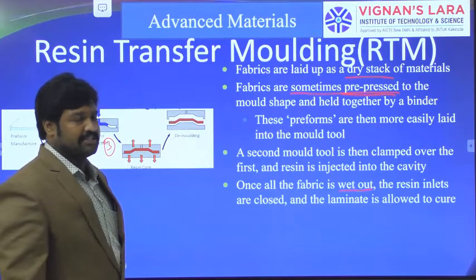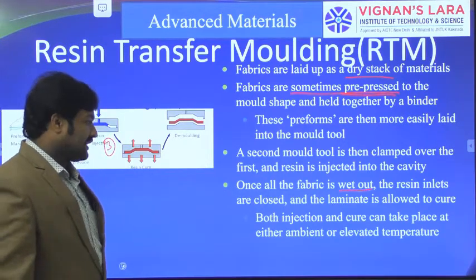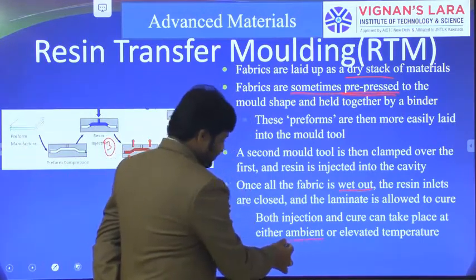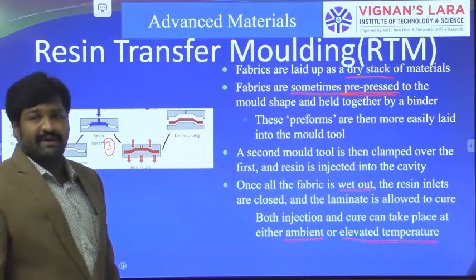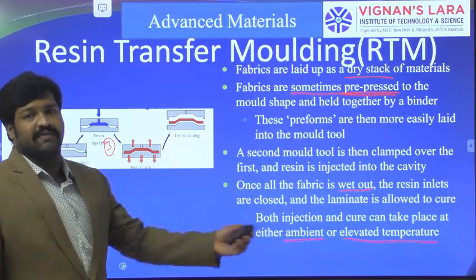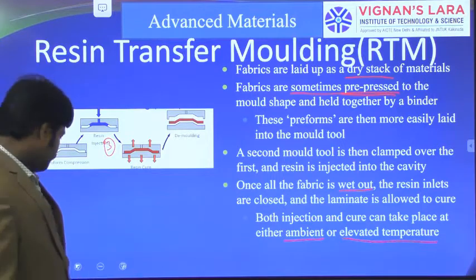It means for polymerization. Next, both injection and curing can take place at either ambient temperatures, normal temperatures, or at elevated temperatures. So it depends upon the type of matrix. The process can be done at ambient temperatures or at elevated temperatures. So let's watch a video.